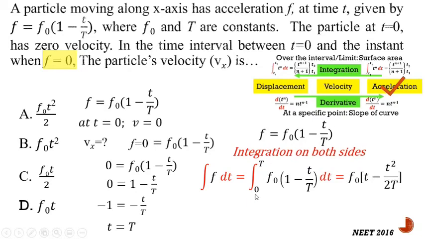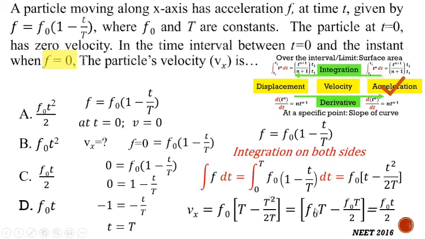Now the limiting values are 0 to T, and if you put 0, this term will become 0. So let us only put the T value, capital T. By putting capital T, we will get T minus T square by T. So this square will get cancelled from T, and it becomes T minus T by 2. So ultimately the output is f0T minus f0T by 2. So this is 1 f0T minus half f0T, it becomes half f0T. So this option is there. So this is option C, and C is the correct answer.